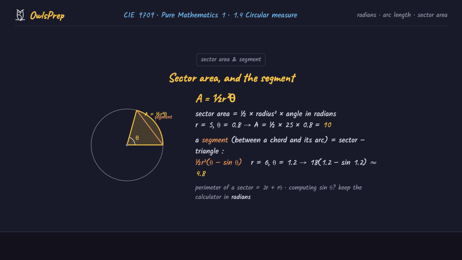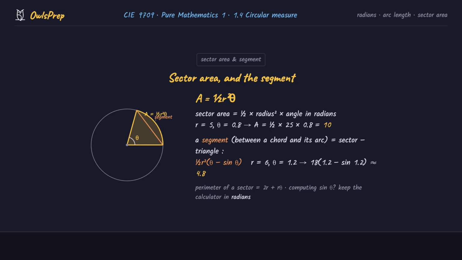For instance, with radius 6 and angle 1.2, the segment is a half times 36 times 1.2 minus sine 1.2, which is about 4.8. And a crucial warning. When you compute sine 1.2, your calculator must also be in radian mode. Using radians for the angle, but forgetting to switch the calculator for the sine is the most common way to lose the marks.